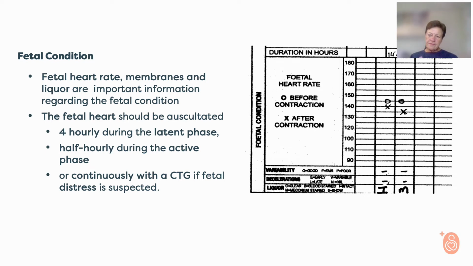This represents the fetal heart rate and different aspects regarding it. The heart rate itself should be done before and after contraction, as well as the variability of the fetal heart, the decelerations of the fetal heart, and then the liquor: whether the membranes have been ruptured or not, and what the liquor looks like. If the membranes are intact, we will record it with an I, and if there's meconium in the liquor, we will record it with an M.